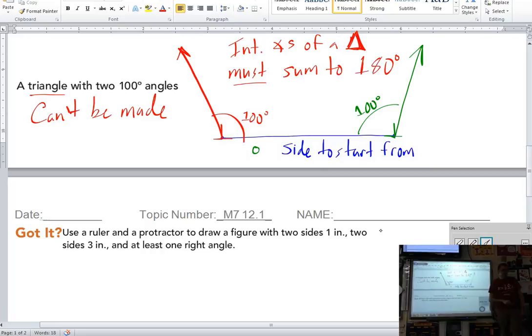to 180 degrees. What do 100 and 100 sum to? 200. We've already got too much. Our angles are way too big.